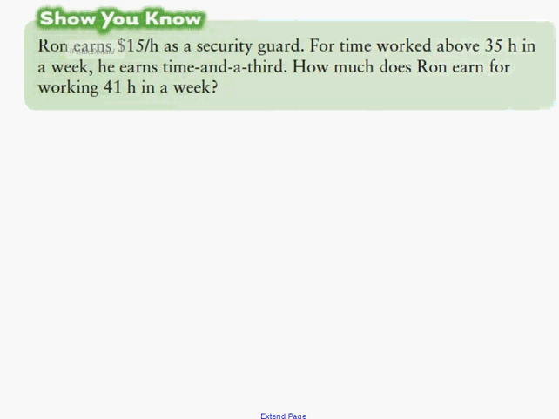So how much does Ron earn for working a 41-hour week? Well, this is interesting. So it's actually an order of operations question. So he gets $15 times the first 35 hours he works. Plus, he would get a different rate for the next 6 hours. Because he works 41 hours, and everything above 35 hours is overtime, he's going to get 6 hours of overtime. Okay? Now, how much does he make for overtime?